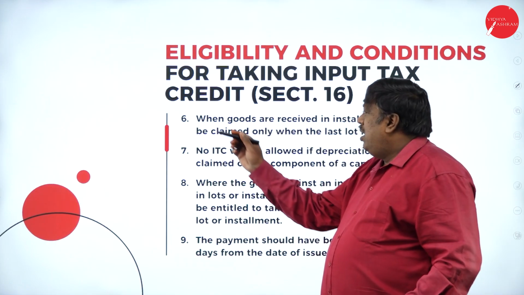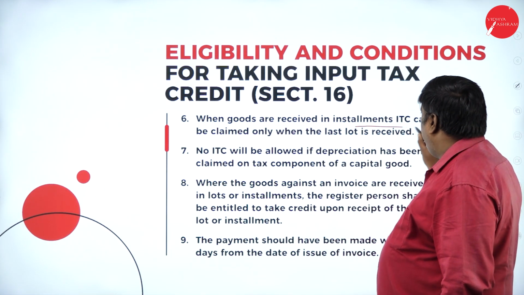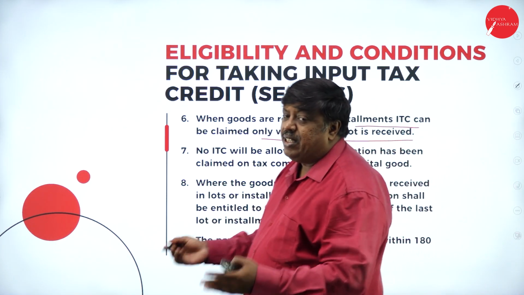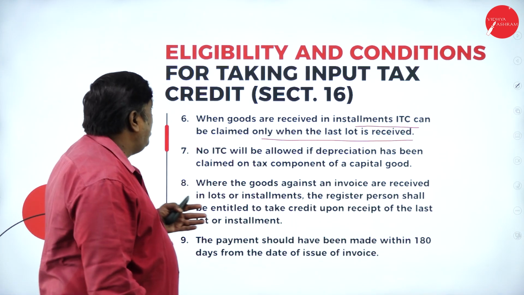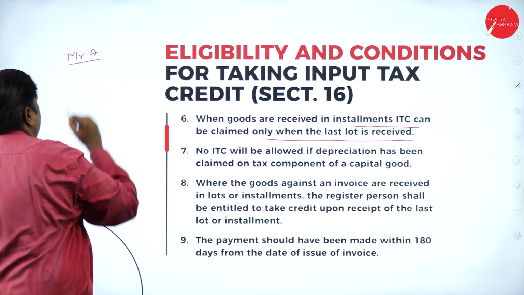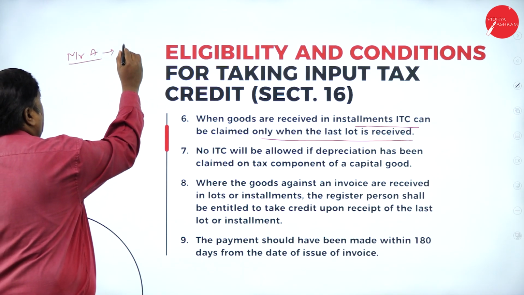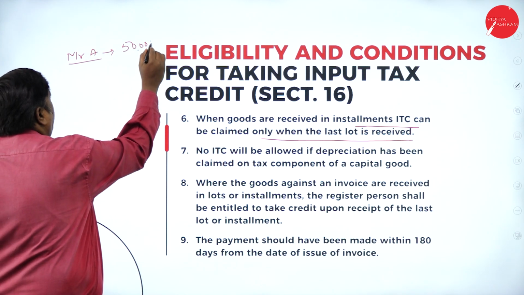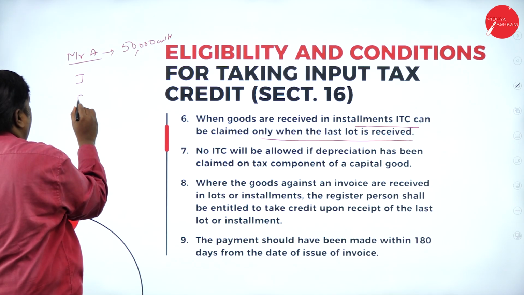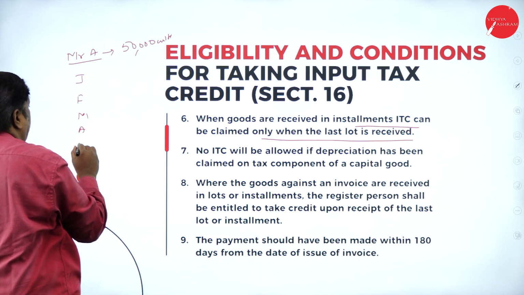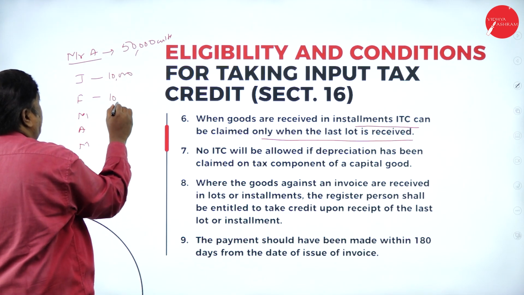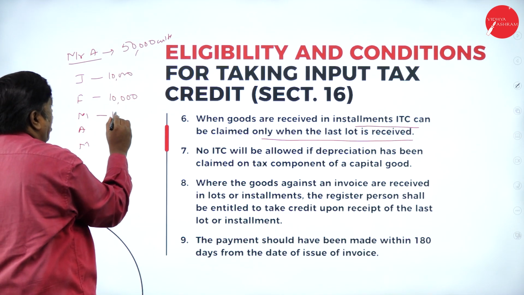When goods are received in installments, ITC can be claimed only when the last installment is received. They're saying that when we are purchasing goods from Mr. A, Mr. A said that the 50,000 units will be sent in the months of January, February, March, April, May. Every month I'll send you 10,000 units.